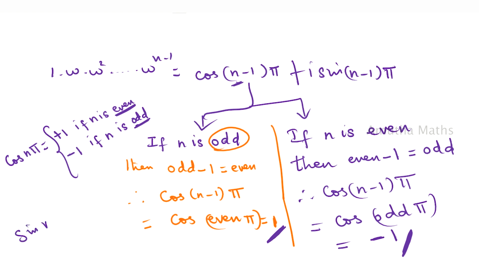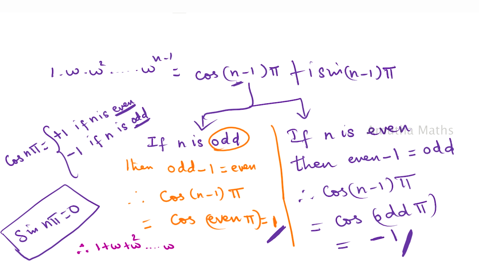sin n pi is always 0, isn't it? sin n pi is always 0. இத பத்தி நமக்கு கவலை கிடையாது. sin n pi is equal to 0. இப்ப cos ஓட வேல்யூ வச்சு தான் நம்ம முடிவு பண்ணணும். So அப்போ odd இருந்தா எனக்கு plus 1 வருது, even இருந்தா minus 1 வருது. Okay. So I conclude that therefore 1 plus omega square etc. omega power n minus 1 is equal to minus 1 the whole power n minus 1. Okay. So this is a very important result.